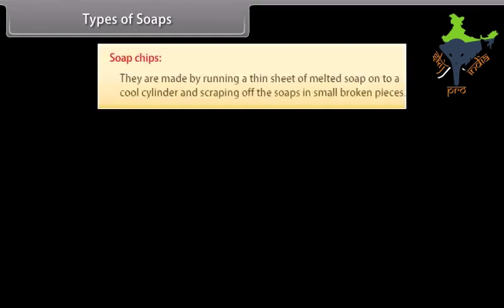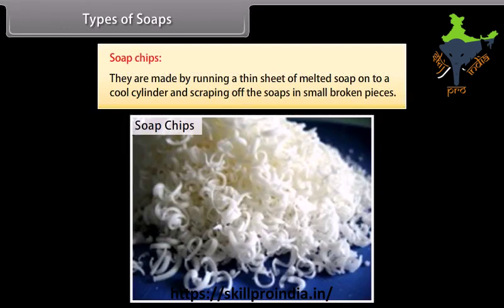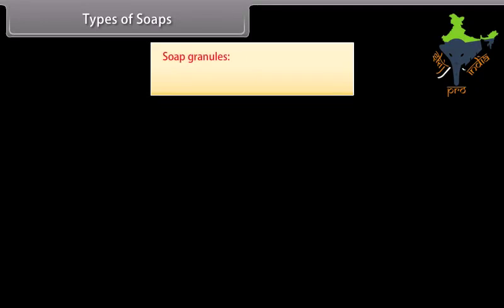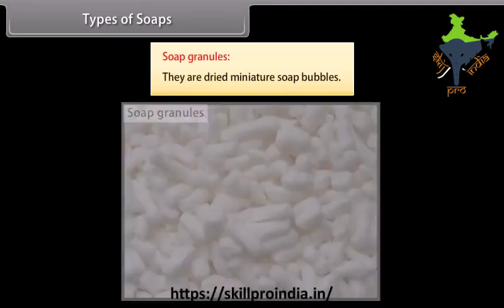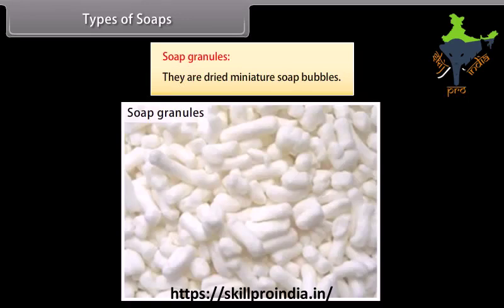Soap chips. They are made by running a thin sheet of melted soap onto a cool cylinder and scraping off the soaps in small broken pieces. Soap granules. They are dried miniature soap bubbles.